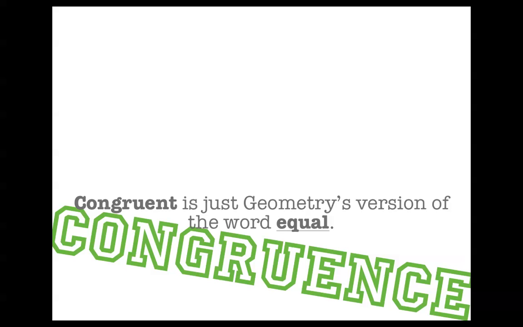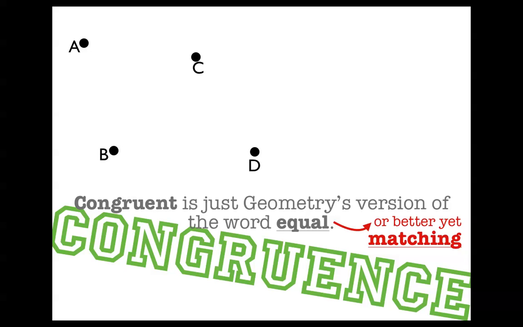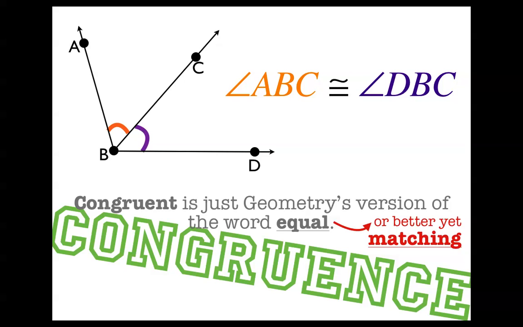But I want to change that definition just a little bit. Congruent means equal, but a better word for congruent would be matching. Things that are matching are going to be equal, but watch what I mean by matching. Let's say we have some points, and let's say we make some rays, which make some angles, and let's say I wanted to tell you that angle ABC is congruent to angle DBC.